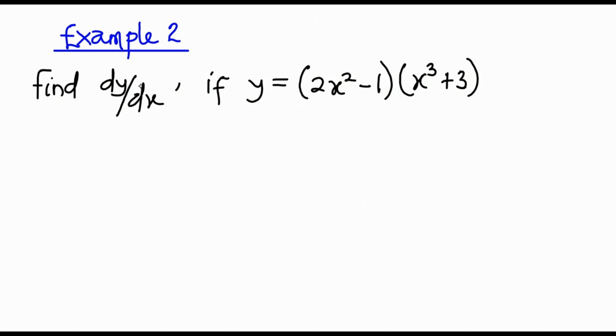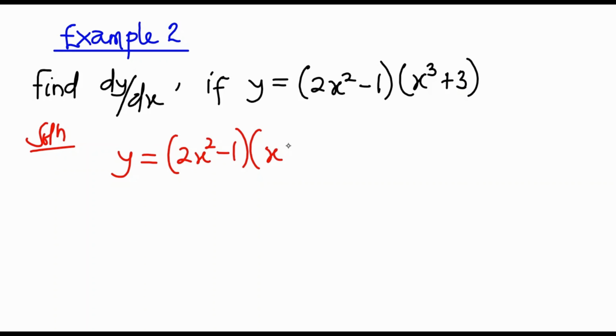So we have with me example 2, and example 2 says that find dy/dx if y is equal to 2x squared minus 1 multiplied by x cubed plus 3. So solution here, we can see that the function here was given as 2x squared minus 1 multiplied by x cubed plus 3. And these are two functions multiplying. So we can apply the product rule.